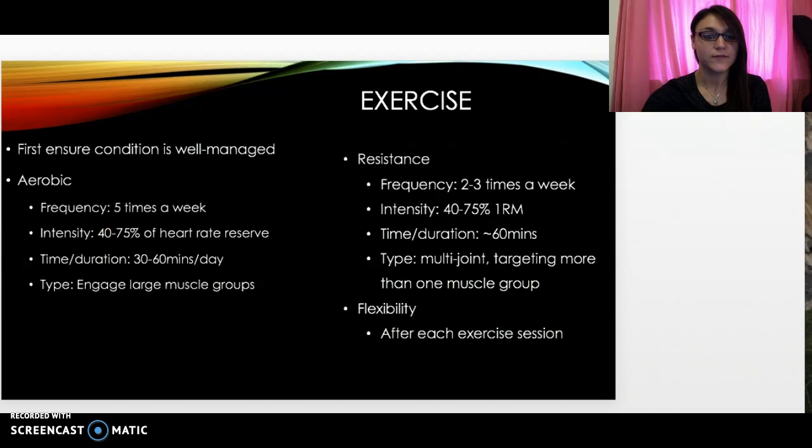For exercise, first we have to ensure that her condition is well managed and that she is continuously taking medication to control her Graves' disease. Some conditions that can affect exercise capacity with hyperthyroidism and Graves' disease are low energy levels, because the medicine they take can make them lethargic, and a blunted heart rate response, because sometimes people with hyperthyroidism take beta blockers, so you may need to use RPE for intensity.